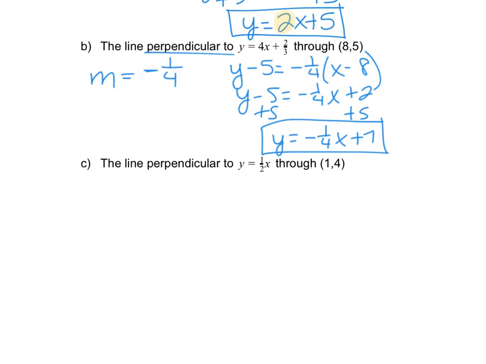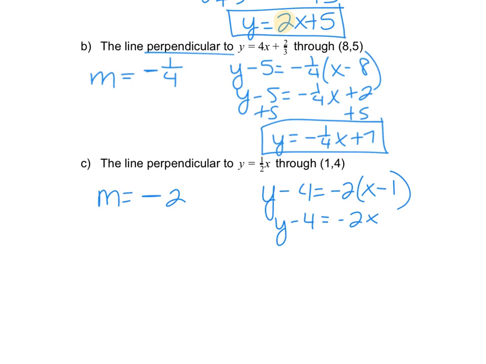Okay, letter C, the line perpendicular to y equals 1/2 x. So the new slope will be the opposite, so it's going to be negative reciprocal, which will be -2. And then we have y minus 4 equals -2 parentheses x minus 1. So y minus 4 equals -2x plus 2. Add 4. Y equals -2x plus 6 is your answer.